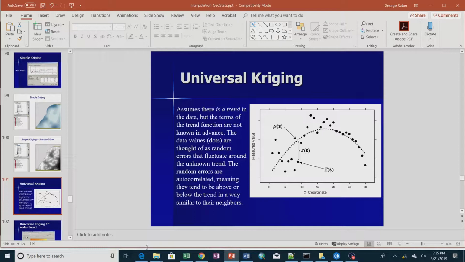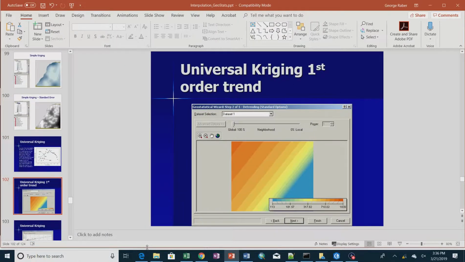So I'm going to adjust values over here by the trend, and values over here by the trend. I'm going to use the neighboring values, whatever I find out is appropriate to use, and then I'm going to predict a value, and then I'm going to adjust it by the fact that it's also going down in that direction. So that's what universal kriging does. You can specify the trend, whether it's a first order trend.